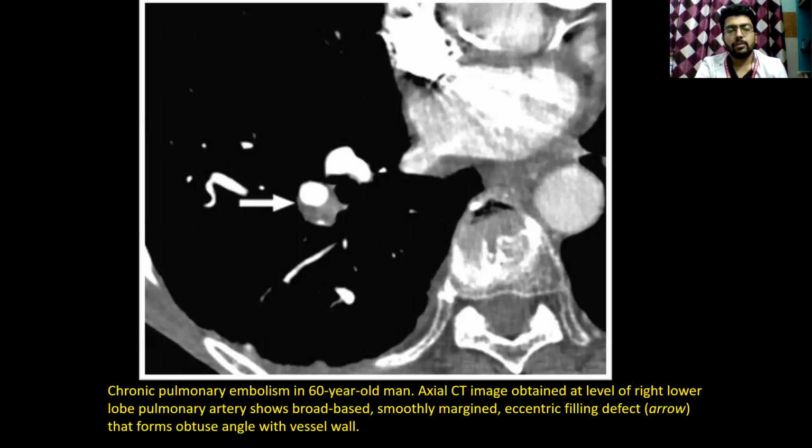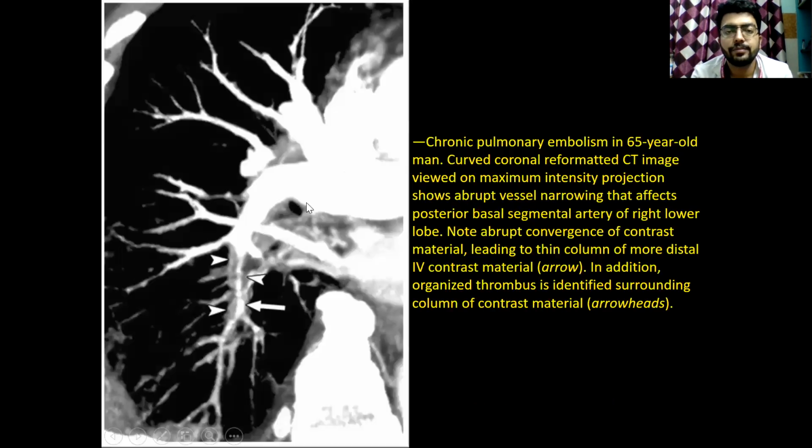This is again chronic pulmonary embolism at the level of the right lower lobe pulmonary artery, a broad-based, smoothly marginated, eccentric filling defect that forms an obtuse angle with the vessel wall. This is again abrupt convergence of contrast material leading to a thin column of more distal IV contrast material in case of chronic pulmonary embolism.